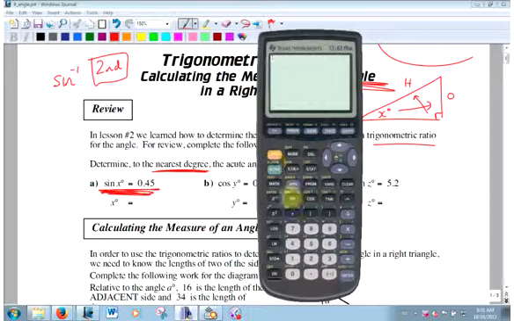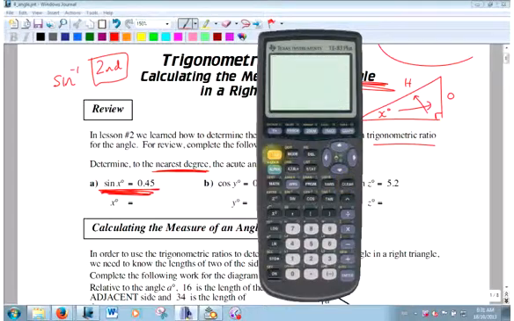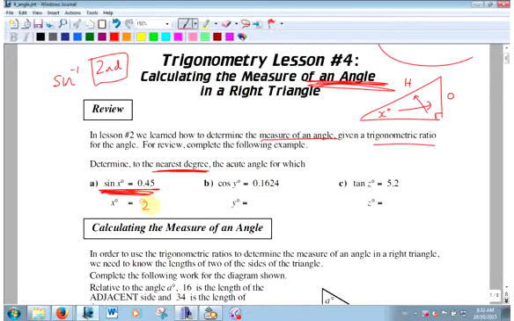So, second function, everybody's calculator's in degrees? Mine's not. Mine's in radians. Every time I turn this thing on, I have to change it. We don't want radians. We want degrees. Second function sine of 0.45. Again, on half of your calculators, you're going to go 0.45 second function sine. To the nearest degree, 27 degrees. We should all be getting that.